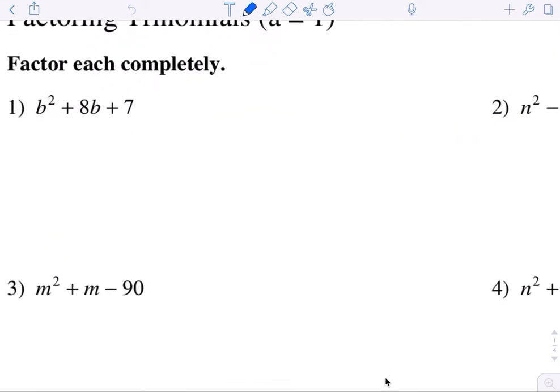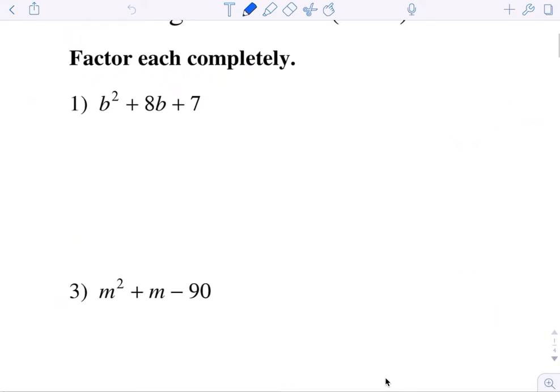Alright, so here's factoring 1, you guys. Now, remember, the a value in all of these is 1. So, for this one, a is equal to 1, b is equal to 8, and c is equal to 7.